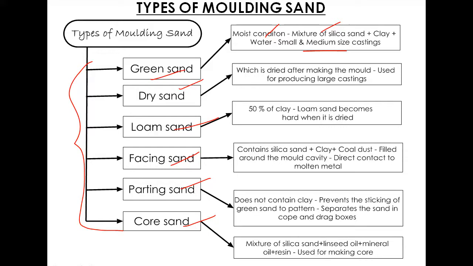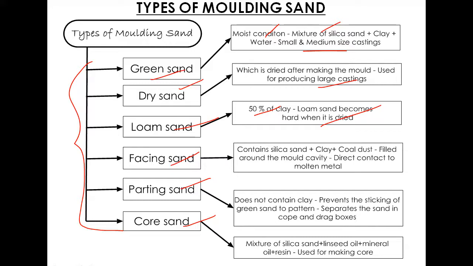Dry sand is mostly preferred for large castings. Green sand is converted into dry sand. You prepare the green sand, take it and keep it inside an oven, maintain some temperature, and finally get dry sand. Next, loam sand. In this sand, there is 50% clay. Loam sand becomes hard when it is dry.